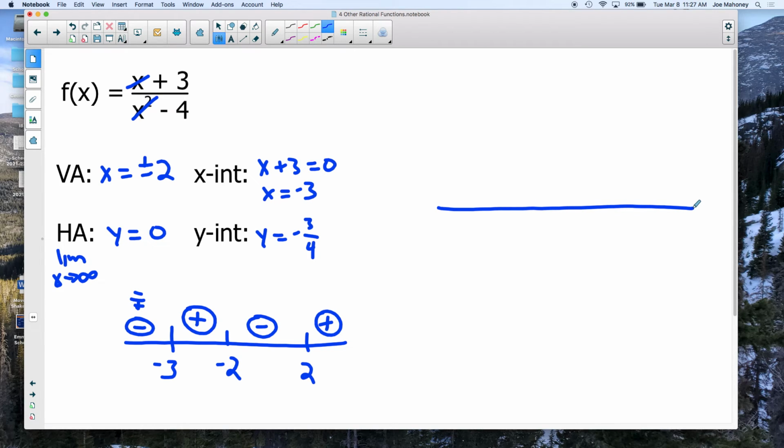So let's see what this graph is going to appear like. I'm going to have my intercept at negative 3. I have an asymptote at negative 2. I have an asymptote at positive 2. I've got a y-intercept at negative 3/4. Maybe it's around there somewhere. I've got a horizontal asymptote at y equals 0. And now I got to sketch my graph.